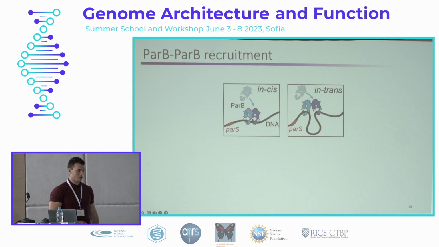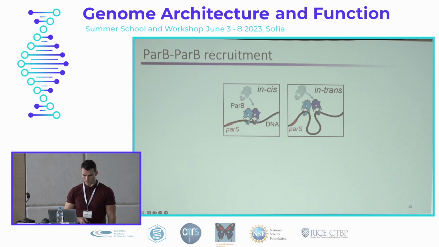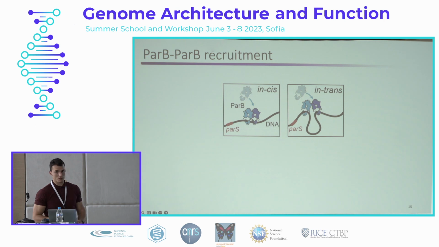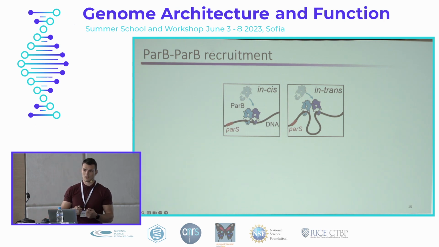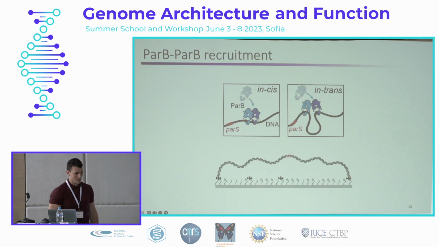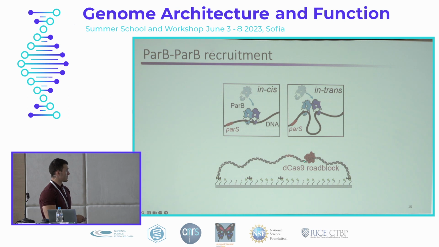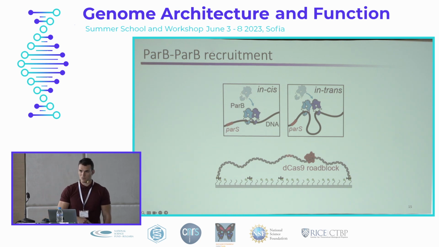And if this is possible, it could do this in cis, which would be shoulder to shoulder, where the proteins are very close to one another on the DNA, or in trans, where the proteins are close in 3D space, but actually distant apart in genomic sequence. To test this, we use the same setup, but this time we place a roadblock next to the ParABS site. This roadblock is dCas9, which is 10 nanometers.